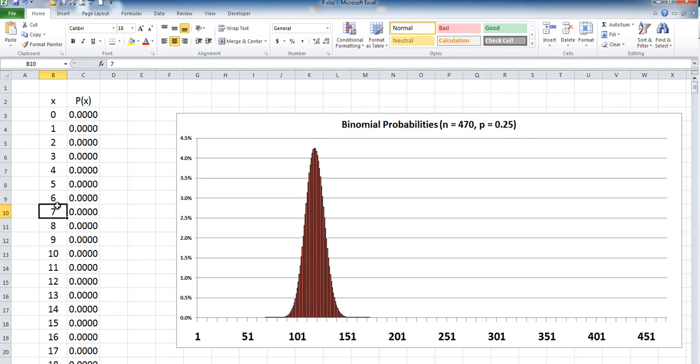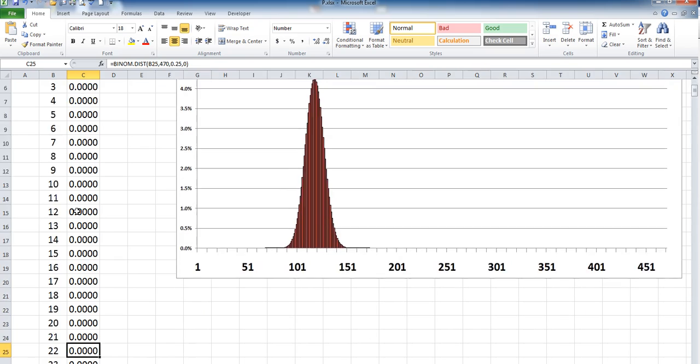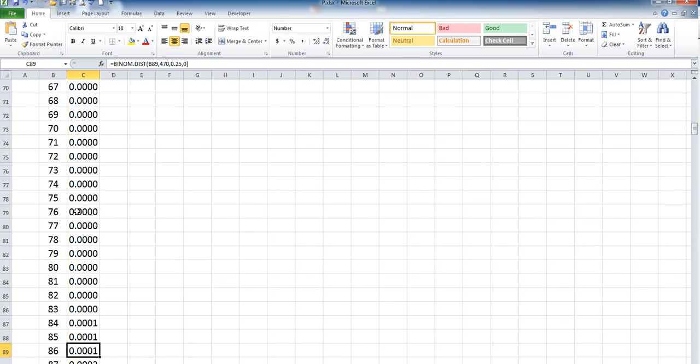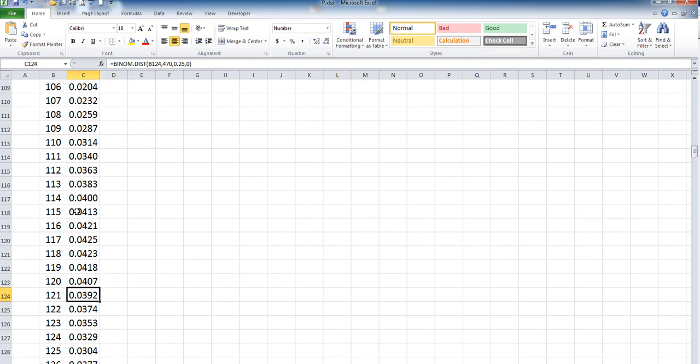So you'll notice that the highest probability corresponds to the average. Whoops, we went right by it, which is 0.0425, at 117, which is essentially the average, n times p: 0.25 times 470. Here, we'll just do the math for you.